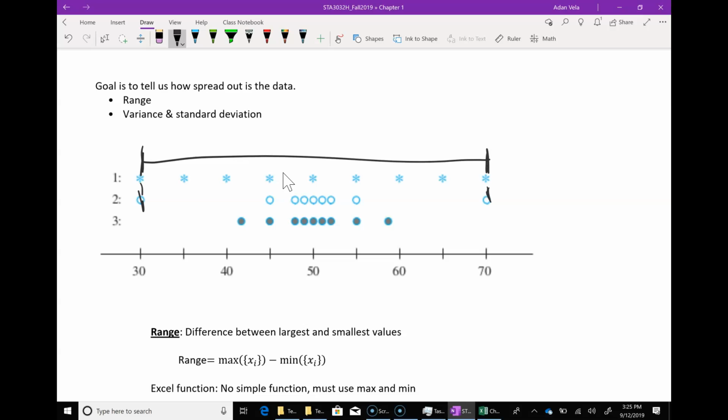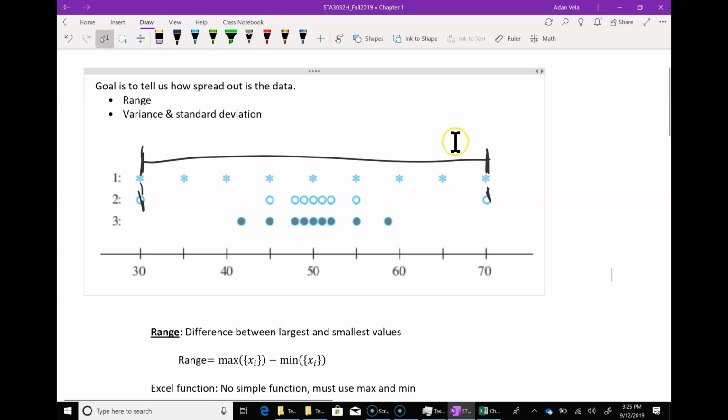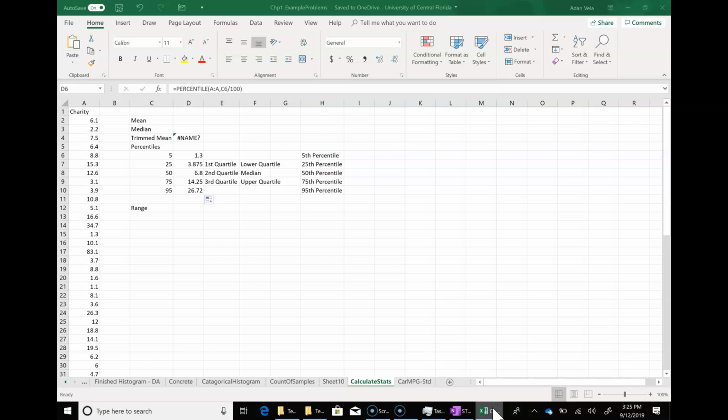So we can do this in Excel. Unfortunately, there's no easy function. Well, not to say that there's no easy function, but there's no one function that does it for us automatically. We have to type it in by saying, all right, give me the maximum of my data and now subtract off the minimum of my data. All right, and we'll get the range that way.